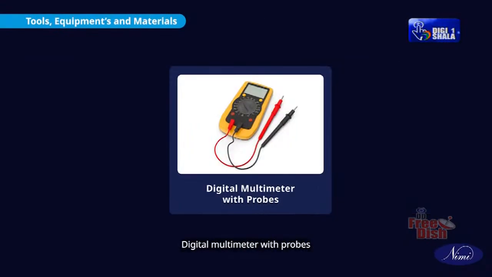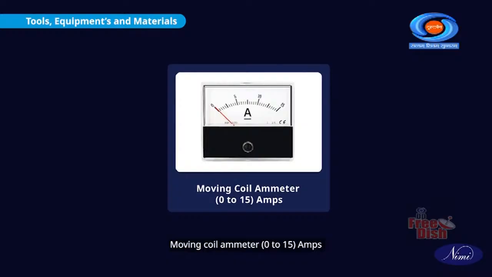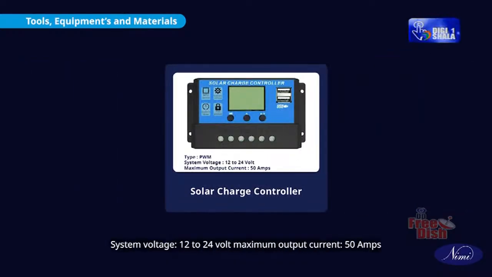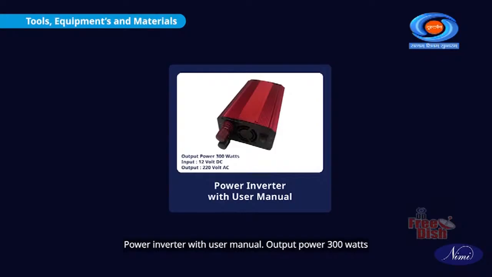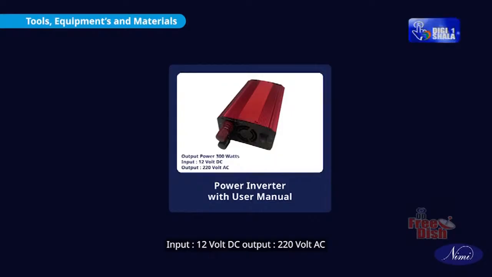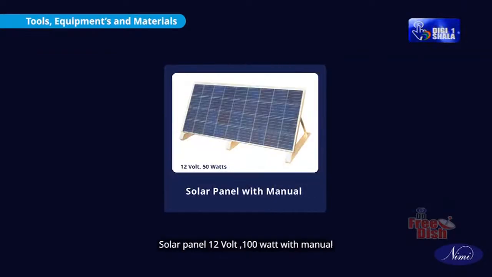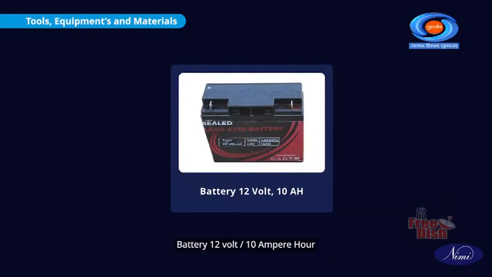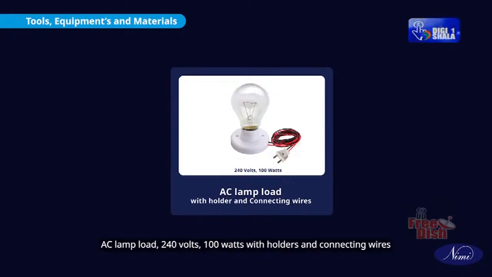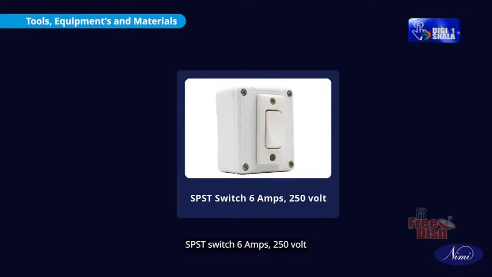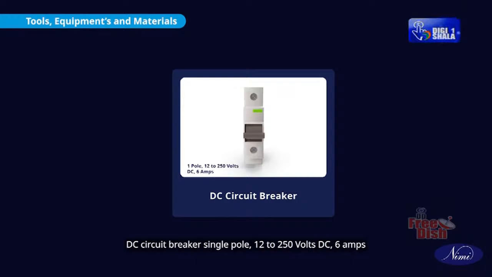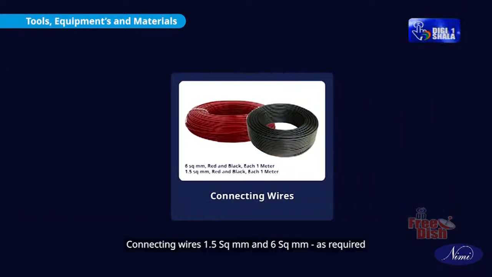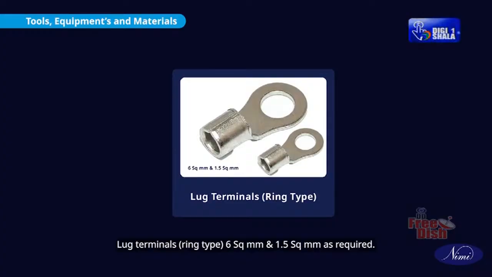Trainees toolkit, digital multimeter with probes, moving coil ammeter 0 to 15 amps, solar charge controller, type PWM, system voltage 12 to 24 volt, maximum output current 50 amps, power inverter with user manual, output power 300 watts, input 12 volt DC, output 220 volt AC, solar panel 12 volt 100 watt with manual, battery 12 volt 10 ampere hour, AC lamp load 240 volts 100 watt with holders and connecting wires, SPST switch 6 amps 250 volt, DC circuit breaker single pole 12 to 250 volts DC 6 amps, connecting wires 1.5 square mm and 6 square mm as required.